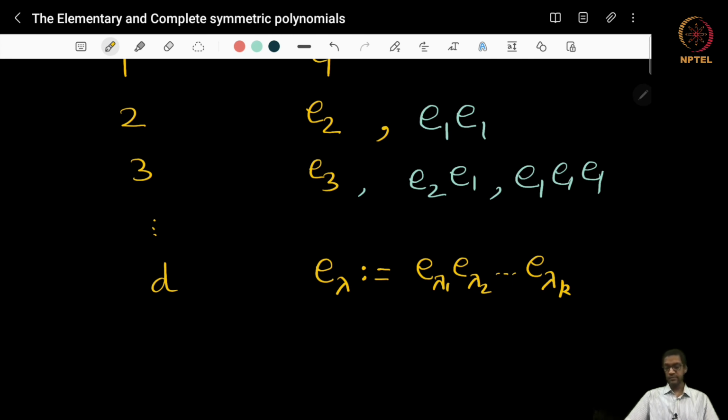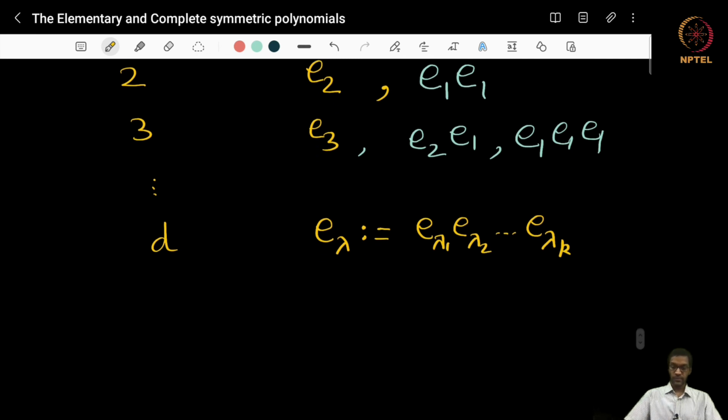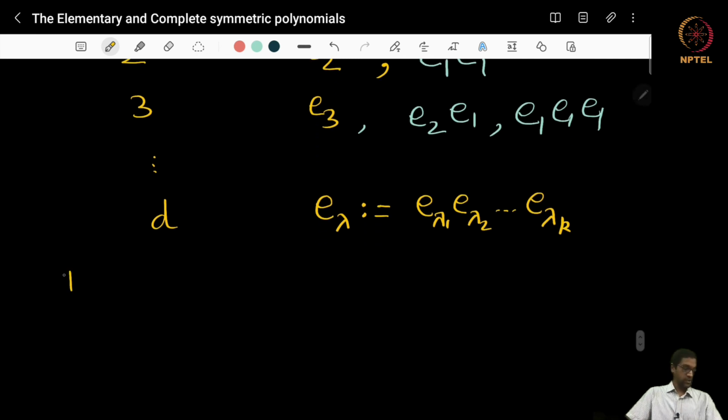And what should I allow lambda to vary over? It's enough to look at decreasing sequences, lambda 1 bigger than or equal to lambda 2 bigger than or equal to lambda 3 and so on, because I don't want repetitions again. e2 e1 is the same as the product e1 into e2, right? So when I'm going to try and manufacture new polynomials like this, it's enough if I restrict my attention to those lambdas which are in decreasing order. So let's make the formal definition.